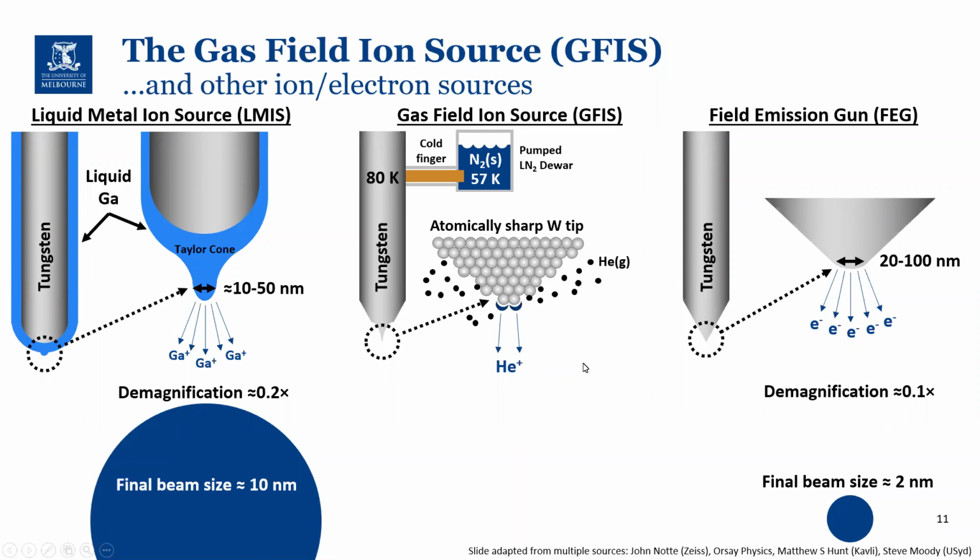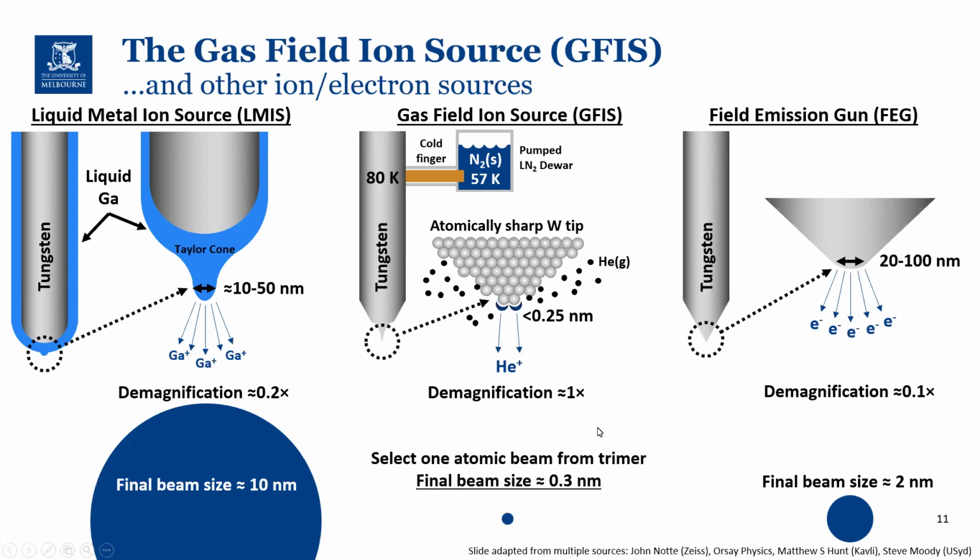So now our probe size, or our virtual probe size, is on the order of the atomic separation of these tungsten atoms. So now we're looking at a virtual probe size of about 0.25 nanometers, significantly smaller than either the field emission source or the gallium liquid metal ion source. However, our demagnification here is almost 1-to-1. So our final beam size is about the same size as the probe size. And it's a lower limit of about 0.3 nanometers for the helium ion.